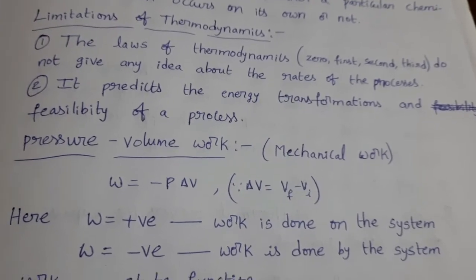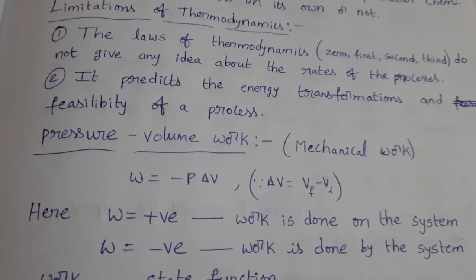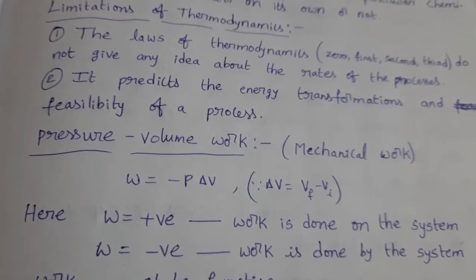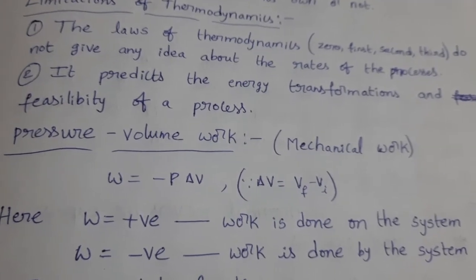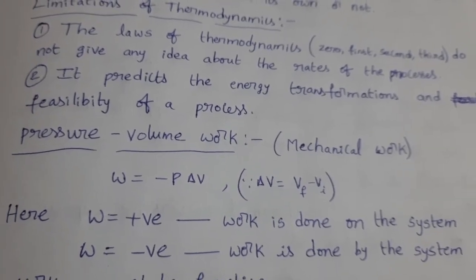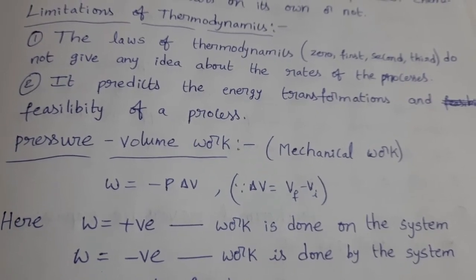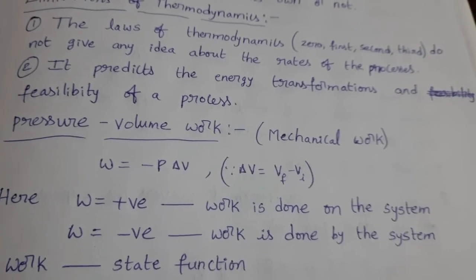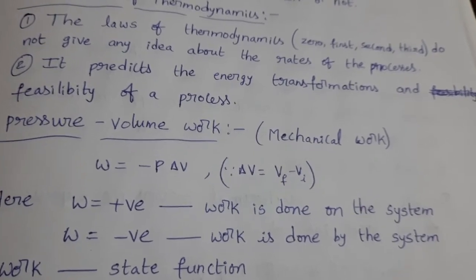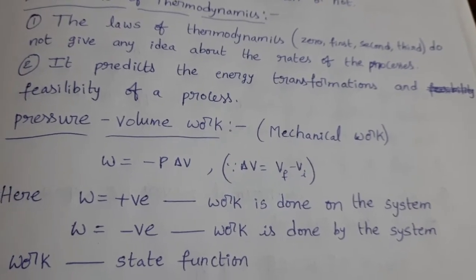Pressure-volume work. It is also called mechanical work. For this, the formula is W equal to minus P delta V. Here delta V means volume change, the difference of final volume Vf minus initial volume Vi. Here W is positive when work is done on the system. W is negative when work is done by the system.